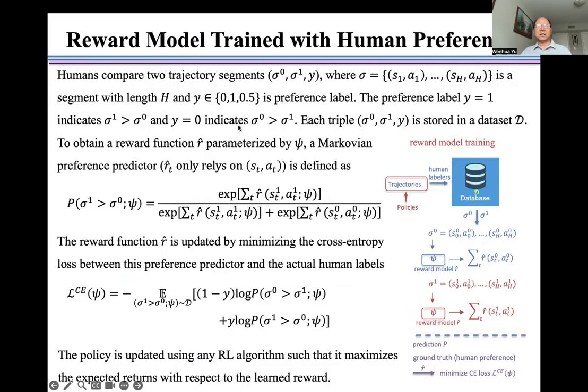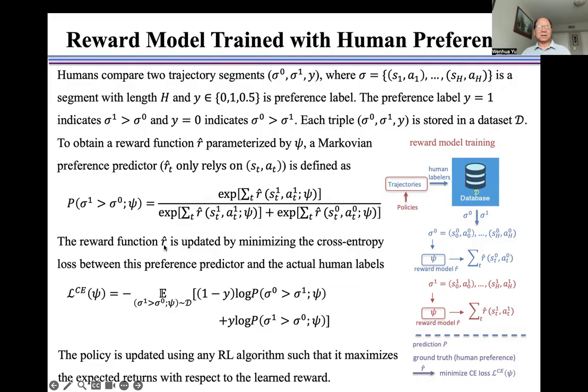Humans compare two trajectory segments, where sigma is a segment with length H and y is a preference label. The preference label y is 1 indicates sigma 1 is preferred over sigma 0, and y is 0 indicates sigma 0 is preferred over sigma 1. Each triple is stored in dataset D to obtain a reward function R-hat parameterized by psi. A Markovian preference predictor is defined as here.